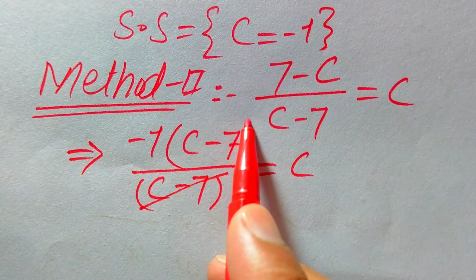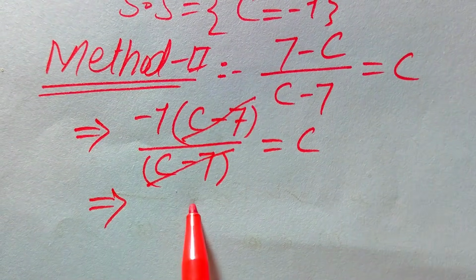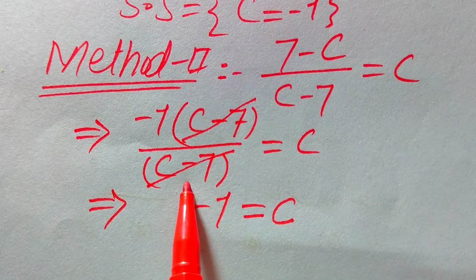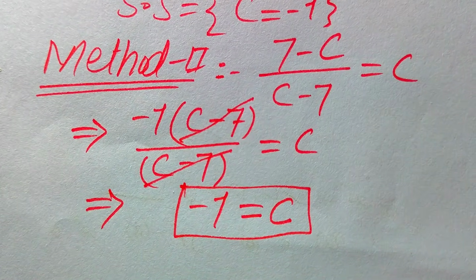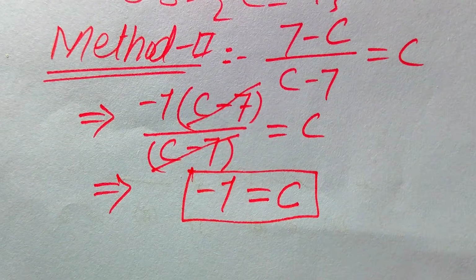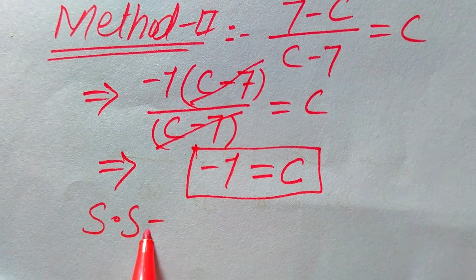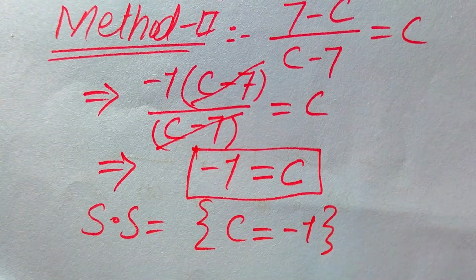So this c - 7 and this c - 7 cancel out each other, and in the left hand side we get -1 = c. So you see that in the second method we get just one value of c, but in the first method we already verified that this value of c satisfies our given question statement. So here we finally conclude that the solution set of this question is c = -1.